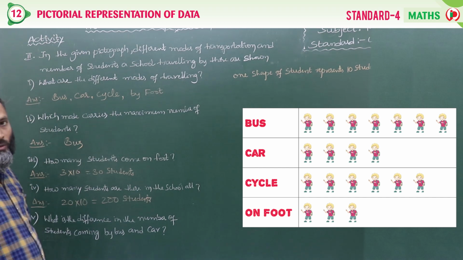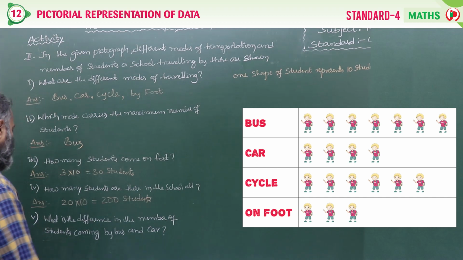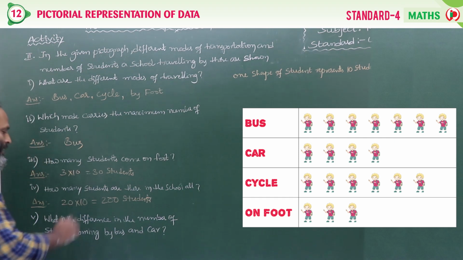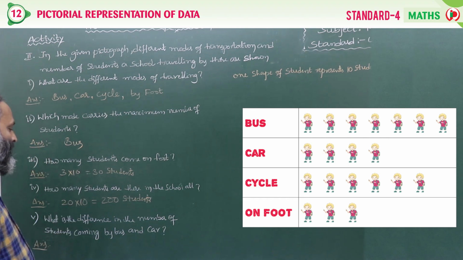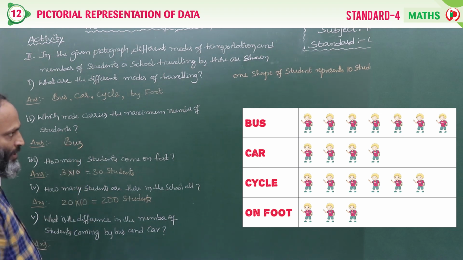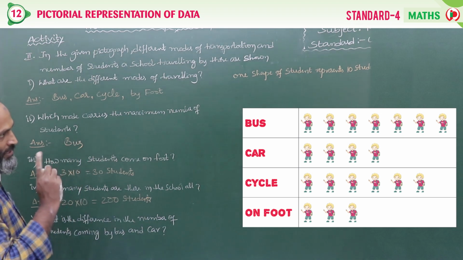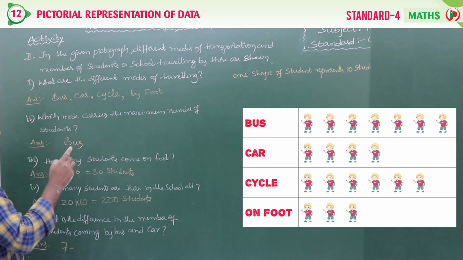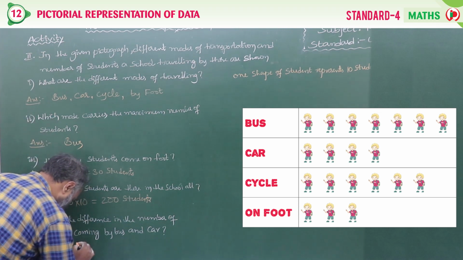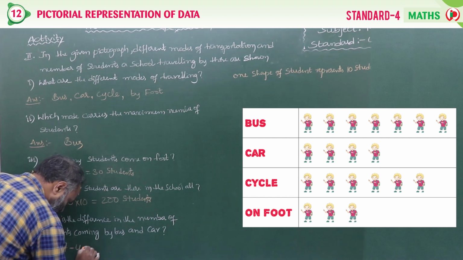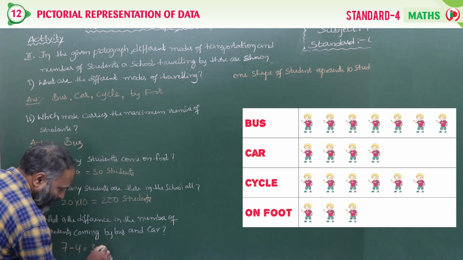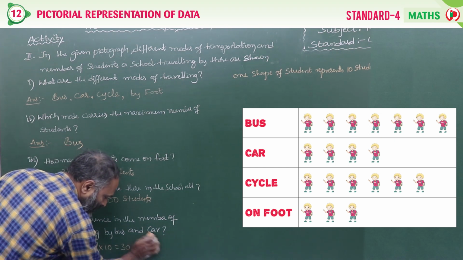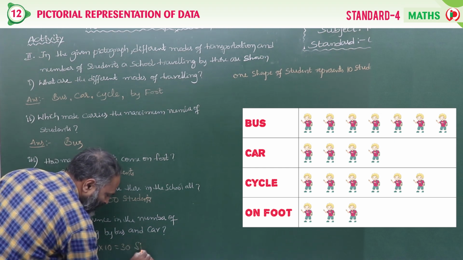So total 200 students. Now in the last one, what is the difference between the number of students by bus and by car? By bus, how many students? 1, 2, 3, 4, 5, 6, 7. 7 students. By car, 1, 2, 3, 4. 4 students. 7 minus 4 is 3. Means 3 should multiply with 10. The difference is 30 students.